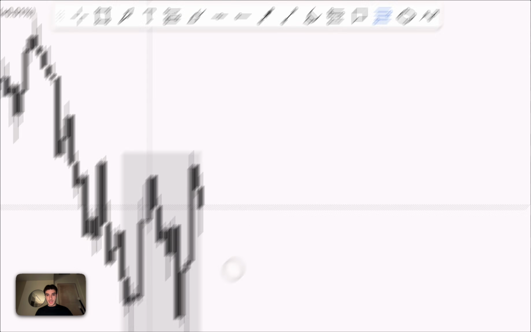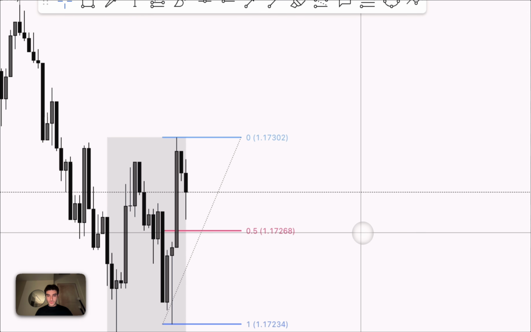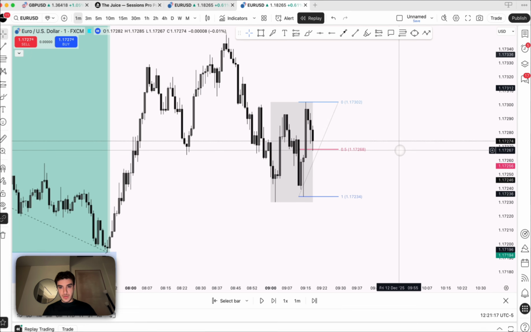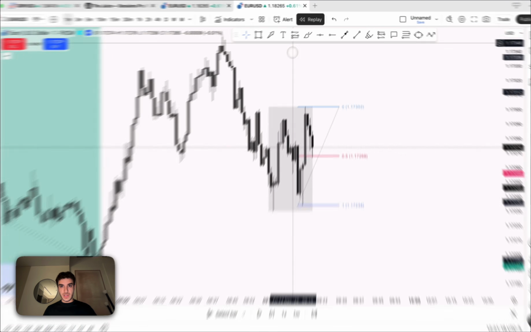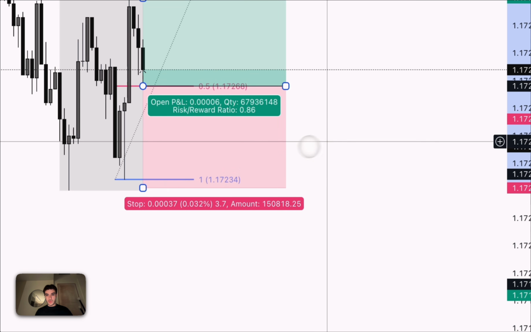I want to make sure that we enter at the 50% to be safe. We'll do something like this. And we'll continue. We see that price taps into that 50. Let's say you've already had your position over here. You can have your stop loss under this one over here.